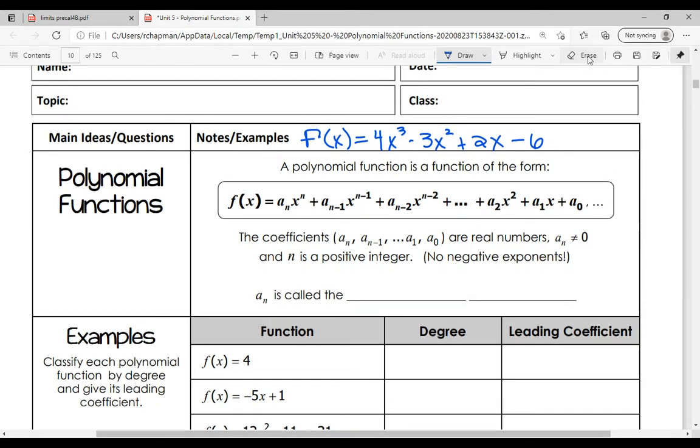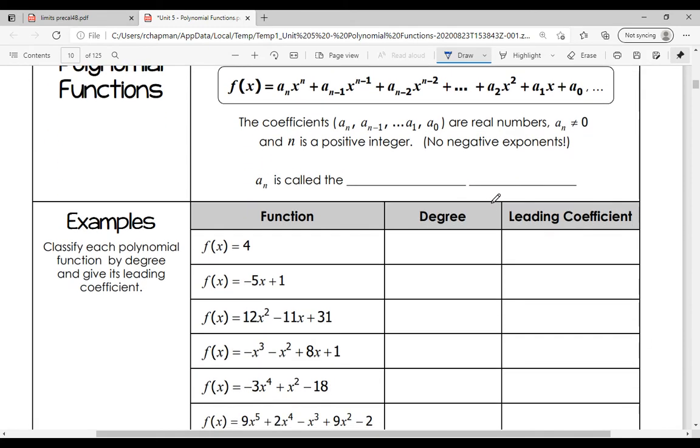Could you have a polynomial without the 4x to the third? Is that still a polynomial? Yeah. Okay. So there's all kinds of different types of polynomials. So we're going to talk about those polynomials.